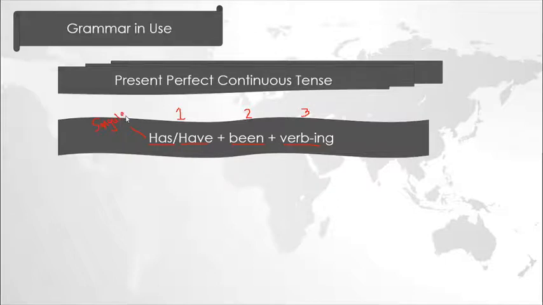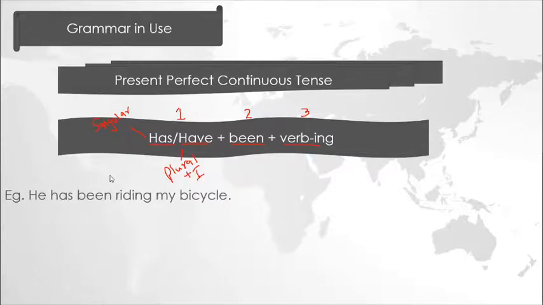Singular. And have is for either plural or used for I as well. Plural plus referring to my own self, I. Let's see what the first example is.